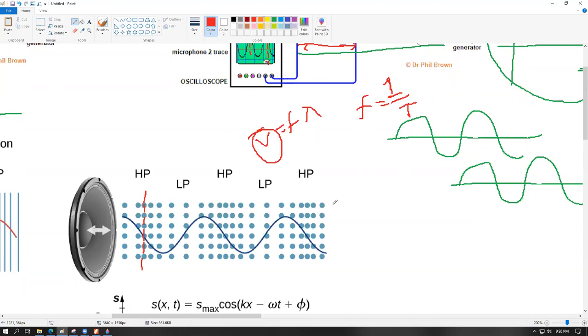Reflection had two rules. The first rule of reflection is that I equals R, incident angle equals reflection angle, and the second rule is that the incident ray, the reflected ray, and the normal drawn on the plane all lie in the same plane. So this is a proof.